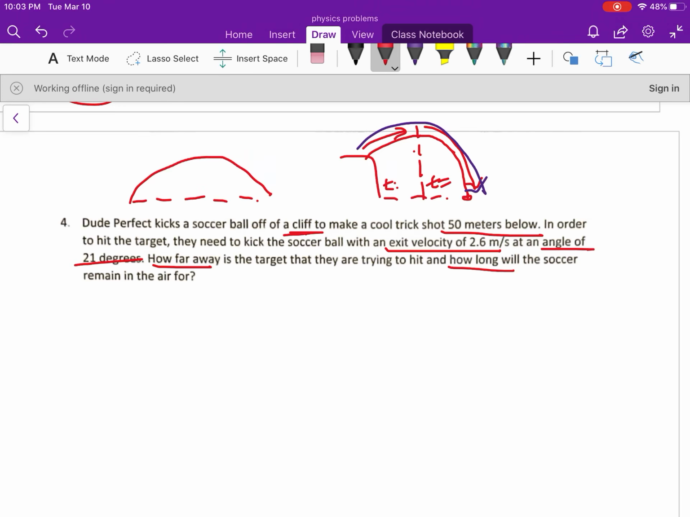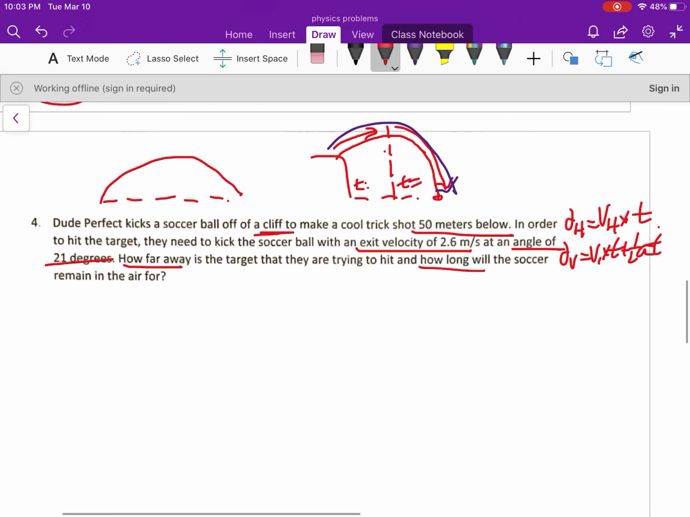First things first, I'm just going to write my equations down off to the side so I can reference them easily. My vertical distance equals initial vertical velocity times time plus 1/2 a t squared. And then my final vertical velocity equals my initial velocity plus a t.